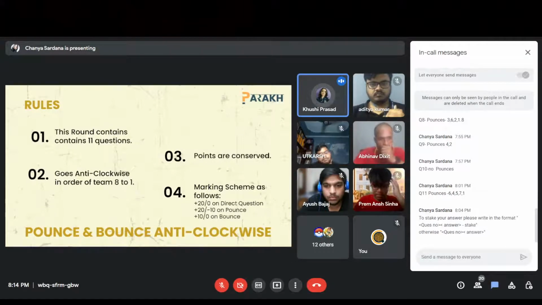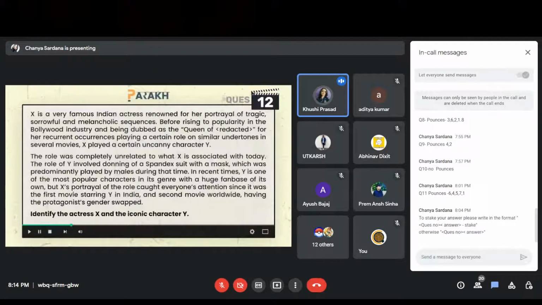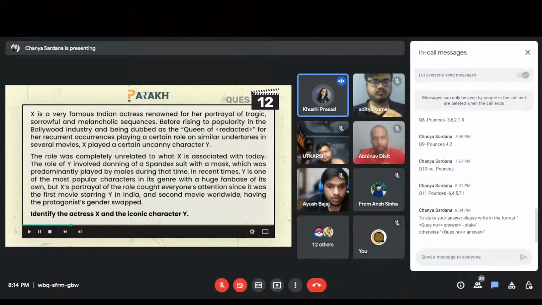This will be direct for team 2, as we ended the previous round at team 3. So, 12th question. X is a very famous Indian actress renowned for her portrayal of tragic, sorrowful and melancholic sequences. Before rising to popularity in the Bollywood industry and being dubbed as the Queen of Dash for her recurrent occurrences playing a certain role with similar undertones in several movies, X played a certain uncanny character Y. The role was completely unrelated to what X is associated with today.